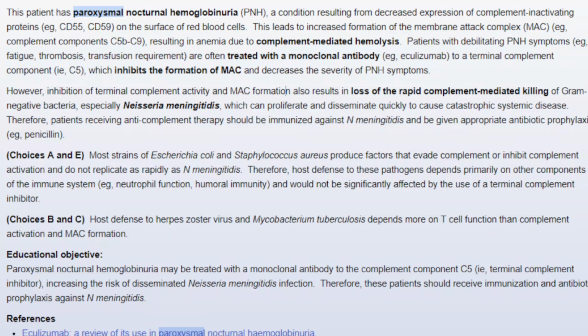Prophylaxis for Neisseria meningitidis. So the educational objective: paroxysmal nocturnal hemoglobinuria may be treated with monoclonal antibodies to the complement component C5. This is the terminal complement inhibitor, increasing the risk of Neisseria meningitidis infection. Therefore, those patients should receive immunization and antibiotic prophylaxis against Neisseria meningitidis, like penicillin.